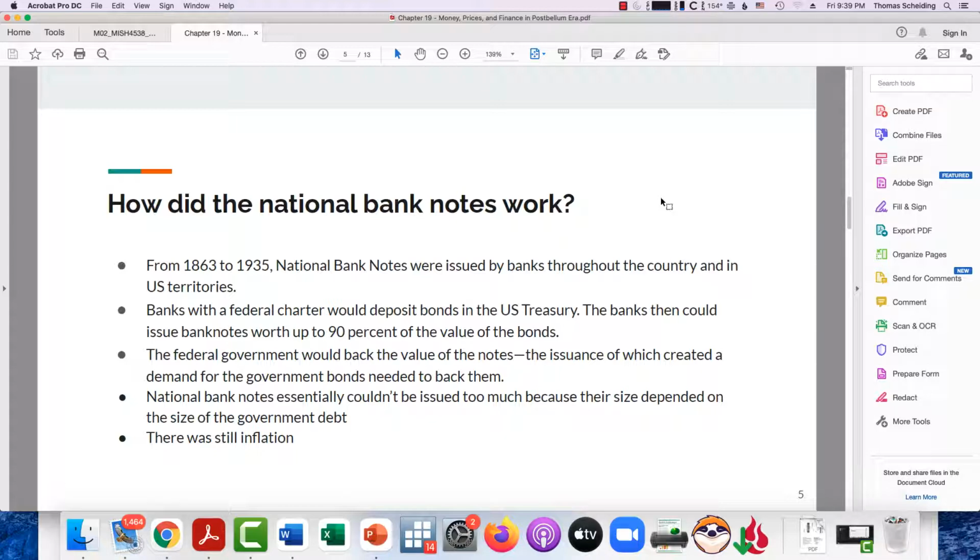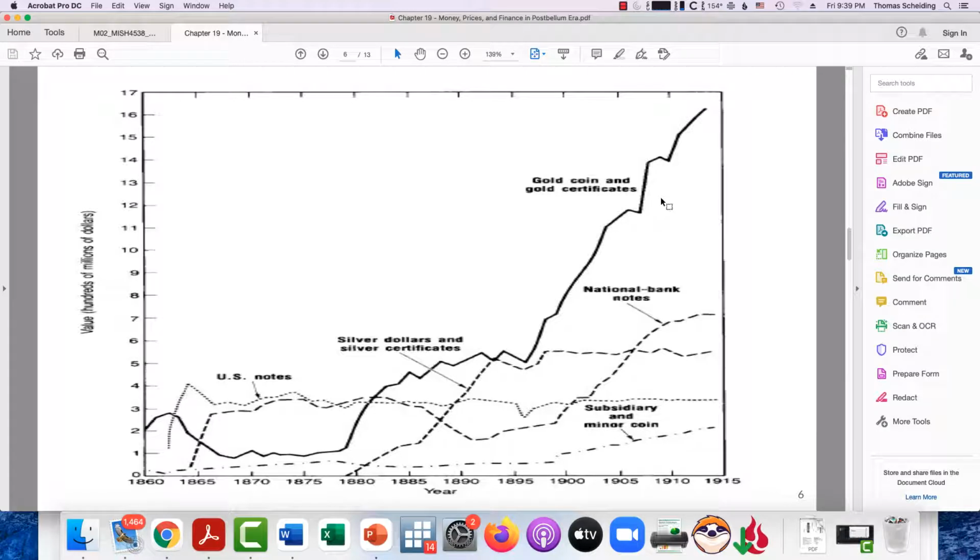Now, what you can see here, and this is from the book, is that national banknotes are growing in size here. Gold coins are still useful, silver is still useful, but the national banknotes are going to become important.